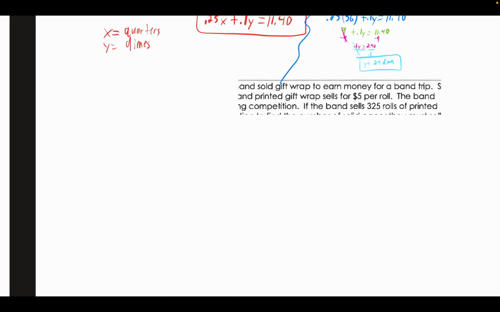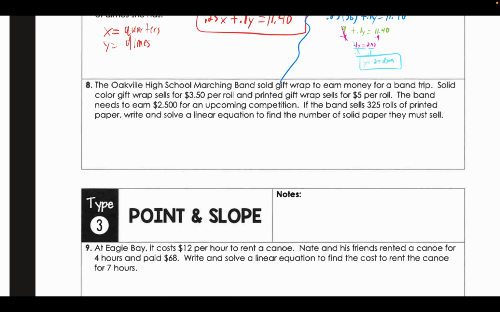On to number 8 here. The Oakville High School Marching Band sold gift wrap to earn money for a band trip. Good for them. Solid colored gift wrap sells for $3.50 per roll, while printed gift wrap sells for $5 per roll. The band needs to earn $2,500 for an upcoming competition. So let's pause before our final sentence as we seek to write our equation.